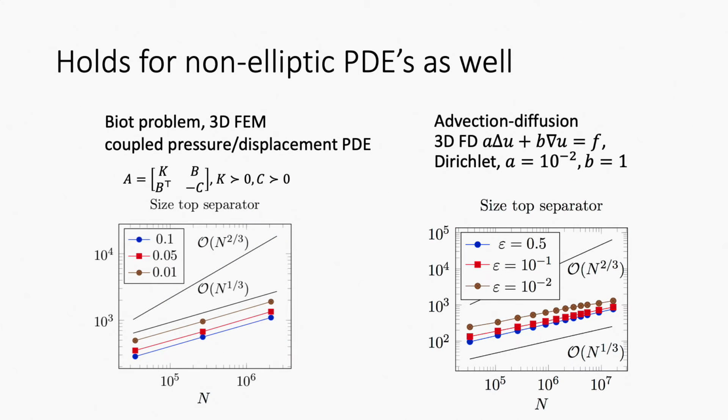And I just want to mention that this trend of n^(1/3) separators versus n^(2/3) holds for non-elliptic PDEs as well. Not all of them, far from it. But as far as I can tell, it holds for more than just elliptic PDEs and SPD matrices. Those are some indefinite symmetric, those are some unsymmetric problems. And in both cases, I see similar trends for the top separators. Okay, so that's overall the algorithm.